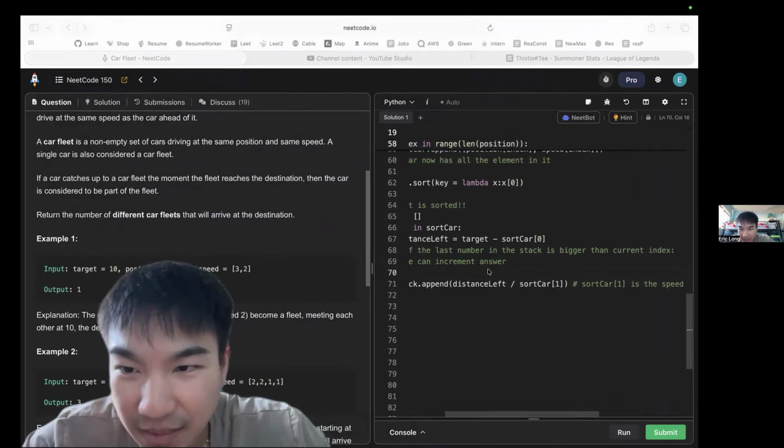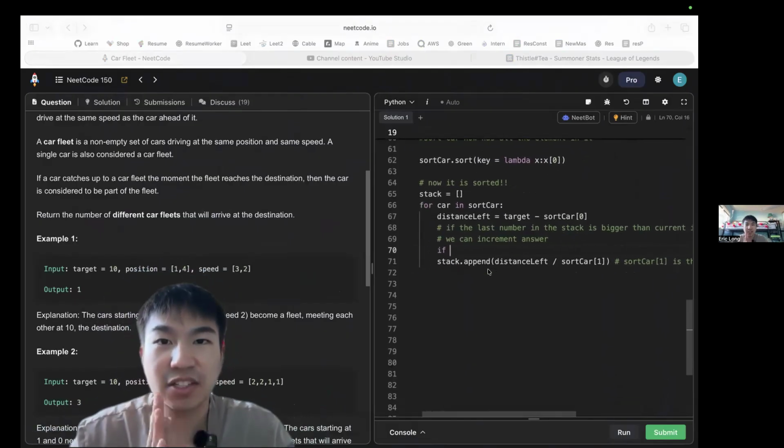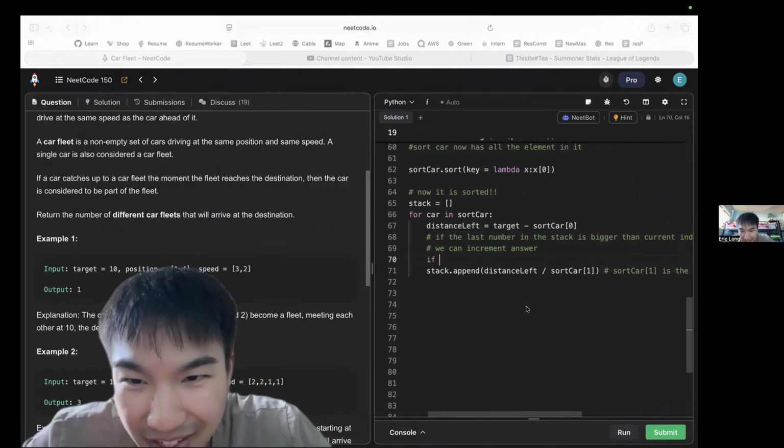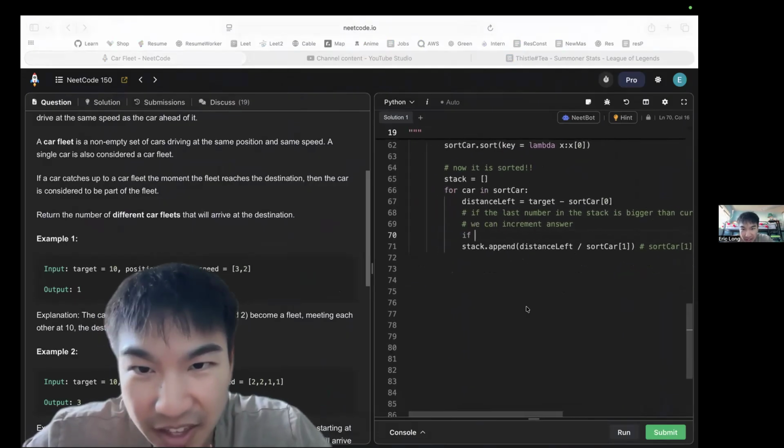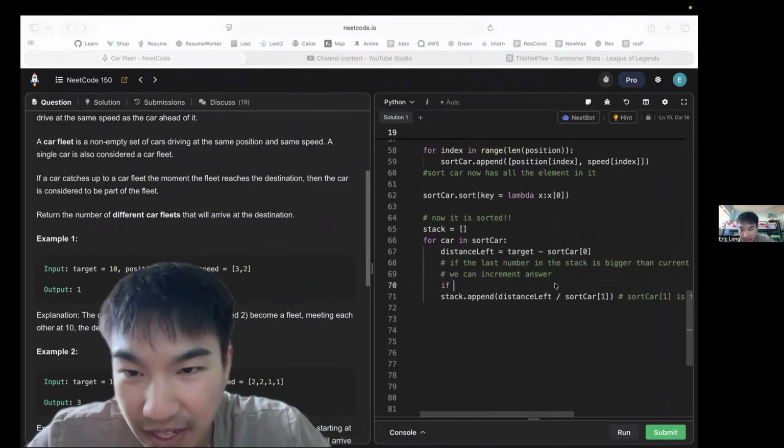If the last number is bigger than index, okay, let's go ahead and try to figure this out. If stack append equals distance left, I think we could ignore it. We can increment answer.